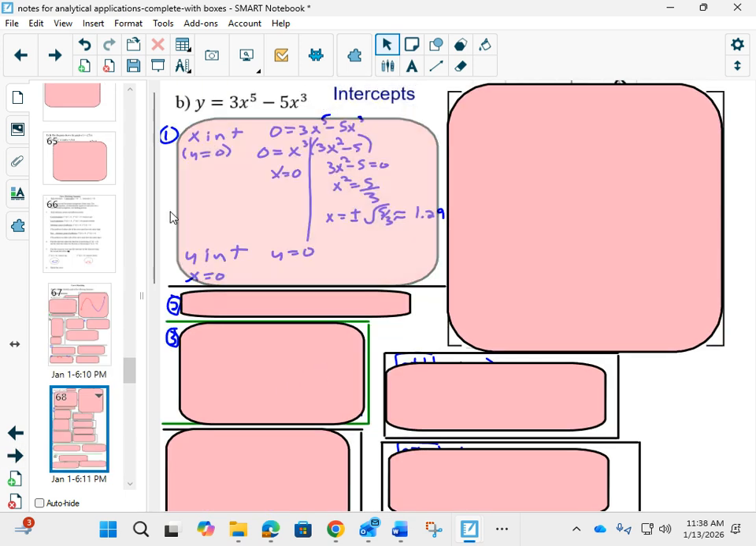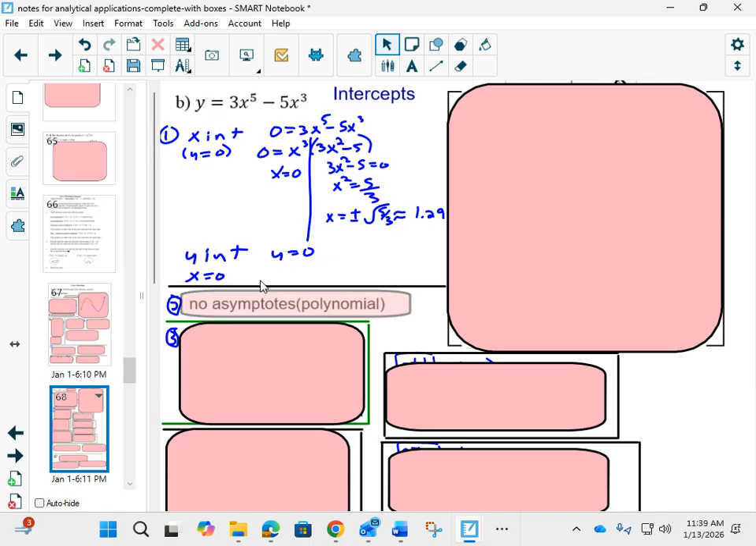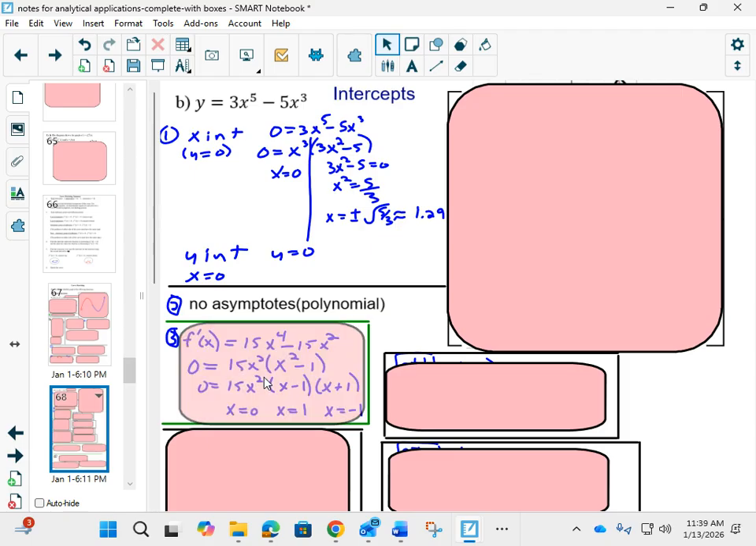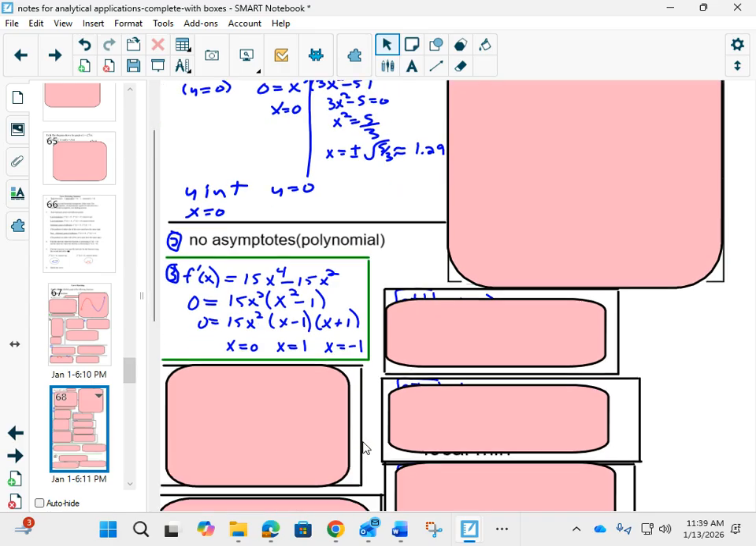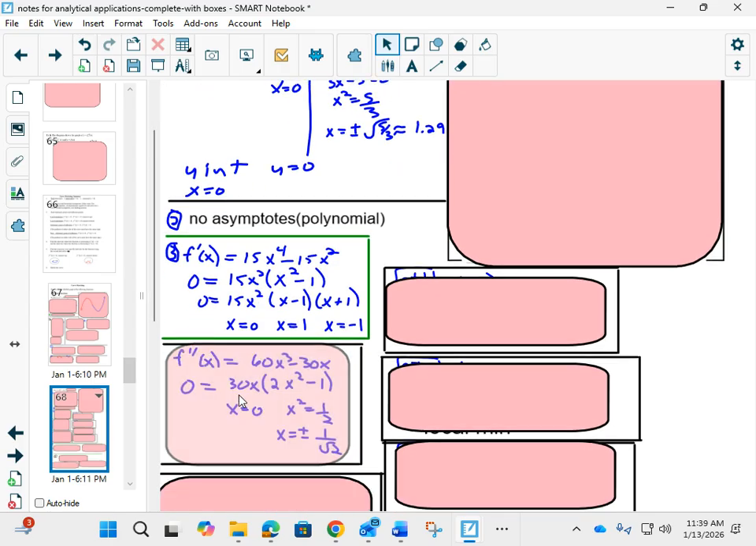For your intercepts, did you find 0 and plus or minus the square root of 5 over 3, which is approximately 1.29? When x is 0, your y-intercept is 0. There are no asymptotes. Find your first derivative. You have 3 points: 0, 1, and negative 1. Find your second derivative. You have 2 places: 0 and plus or minus the square root of 2.